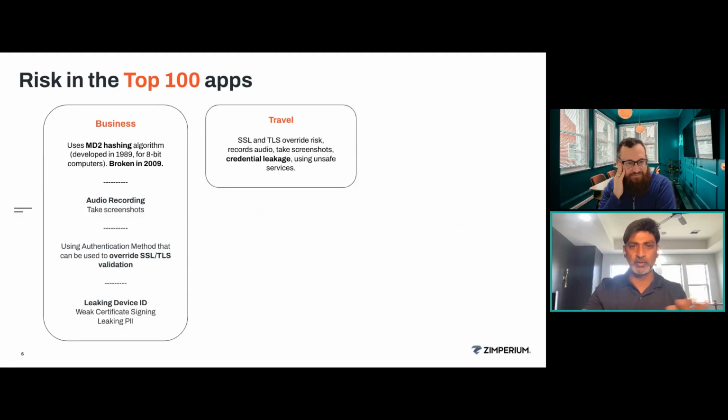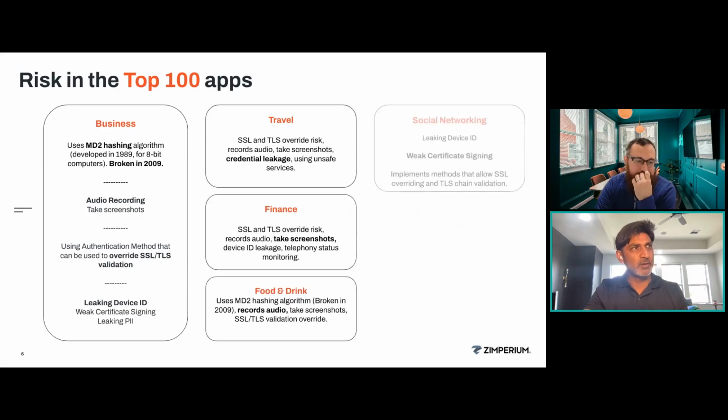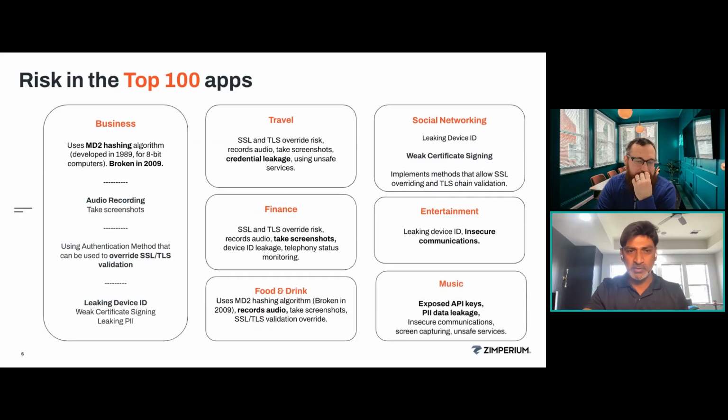What about travel? Right? We all love travel. Credential leakage, right? And think about it. My app knows my payment details. So it's insane the amount of issues, and this keeps going. Every app that we use keeps going, right?